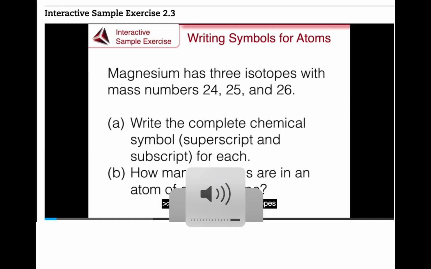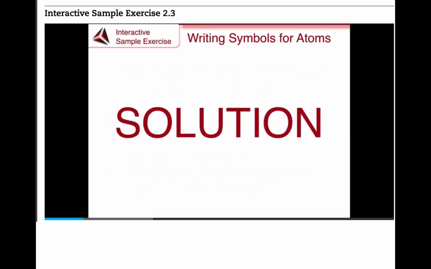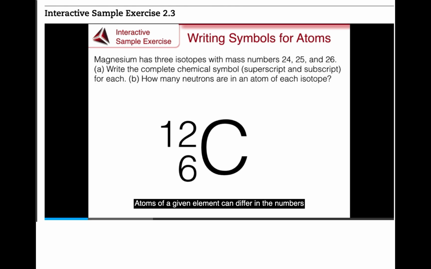Magnesium has 3 isotopes with mass numbers 24, 25, and 26. A. Write the complete chemical symbol for each. And B. How many neutrons are in an atom of each isotope? Atoms of a given element can differ in the number of neutrons they contain, and consequently in mass. So we typically use a symbolic notation to represent them, similar to the one shown here. Interpreting this notation will allow us to determine the number of protons, neutrons, and electrons for an atom.